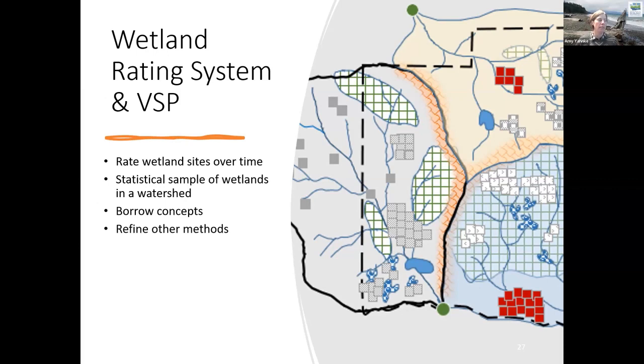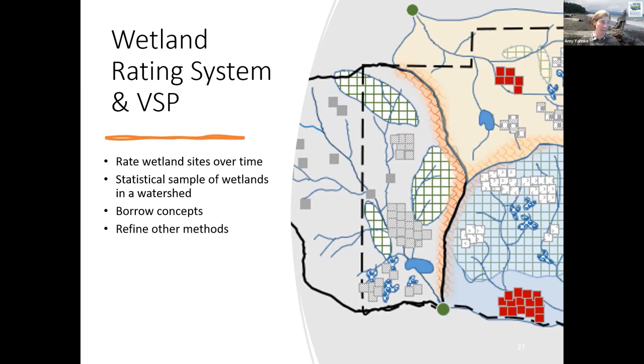We don't recommend taking the rating system as it is and only using part of it because it is calibrated as a whole within each of those functions. But you could borrow concepts from the method and recalibrate them to meet your needs or use them to refine other methods like TechNote 14.